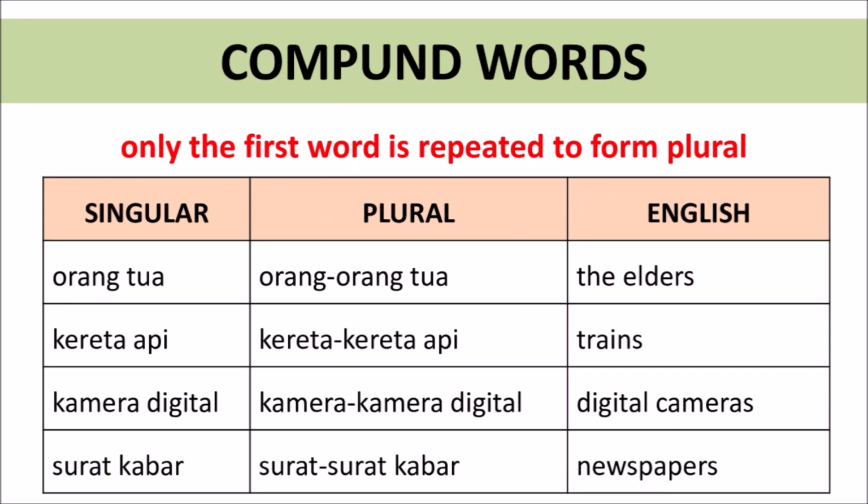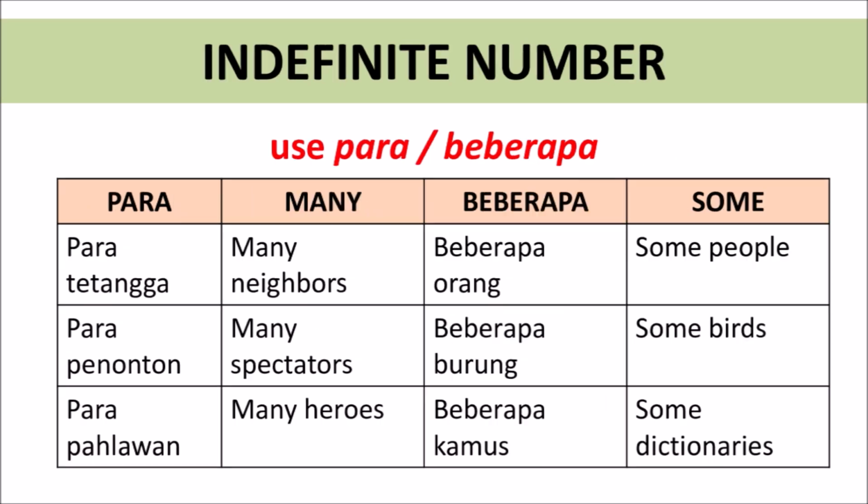Next, we have compound words, which has the rule that only the first word will be repeated to form plural. For example, orang tua becomes orang-orang tua. In English, it means the elders. Or surat-surat kabar means newspapers. Or kereta-kereta api, trains.